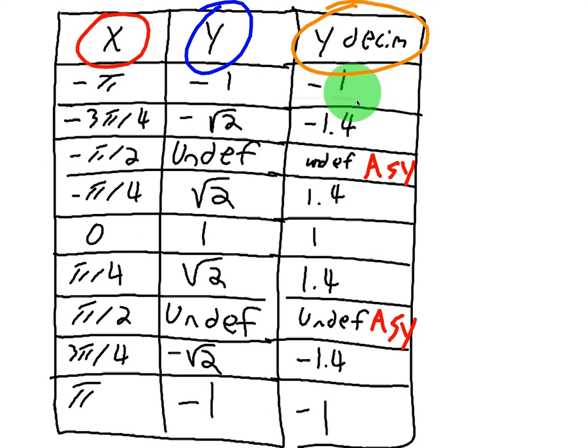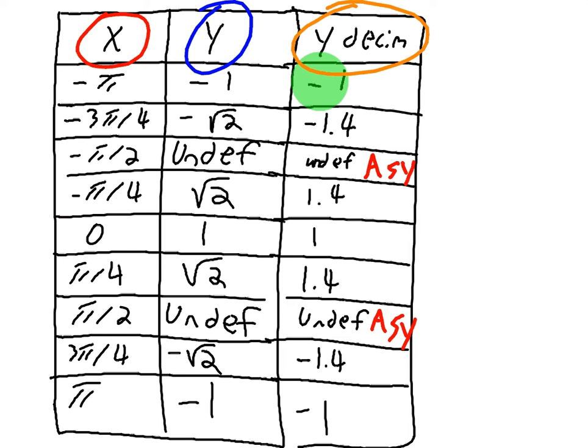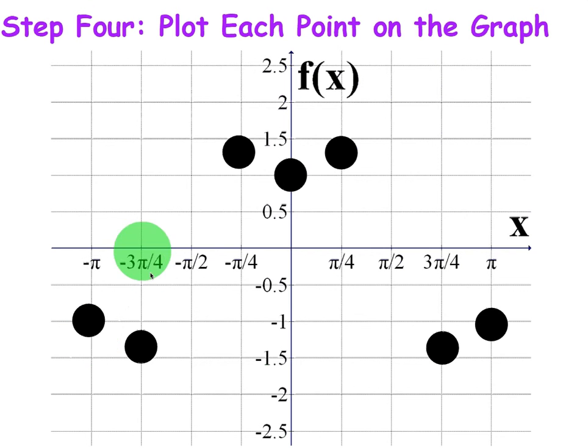So now we have these sets of points. Here's our x values. Here's our y values. Let's go ahead and sketch the first one. The first one is negative pi comma negative 1. So we go to step 4 to plot each point on the graph. Start with the smallest one, negative pi comma negative 1. Next point is negative 3 pi over 4 comma negative 1.4. So we're going to go over to negative 3 pi over 4 and go down to negative 1.4, just above negative 1.5. Every other point on here is going to be exactly the same.